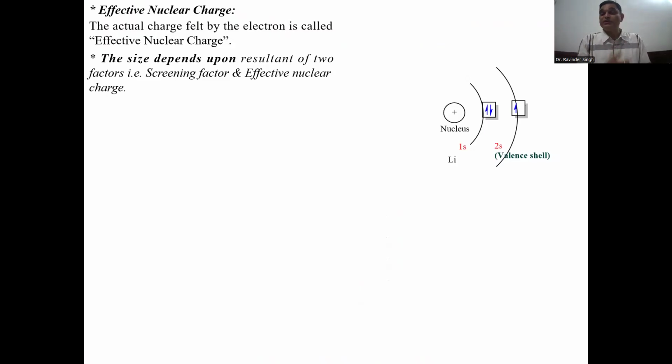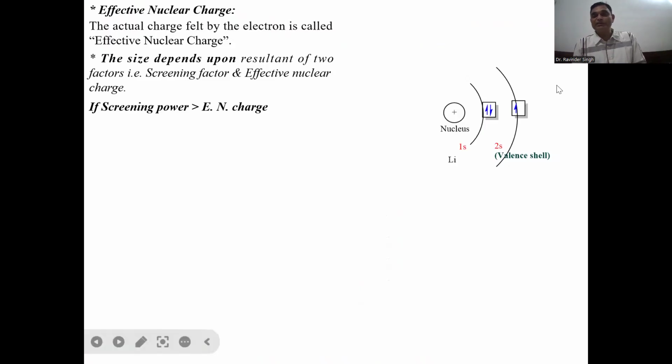When does the attraction between nucleus and valence electron increase, and when will it decrease? The first condition is if the screening effect is greater than the effective nuclear charge, meaning the screening effect dominates over the effective nuclear charge. Screening effect means the screening due to these intervening electrons. If that is greater than the effective nuclear charge experienced by that electron, then what will happen?